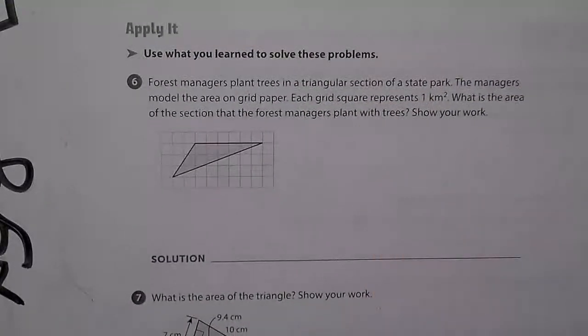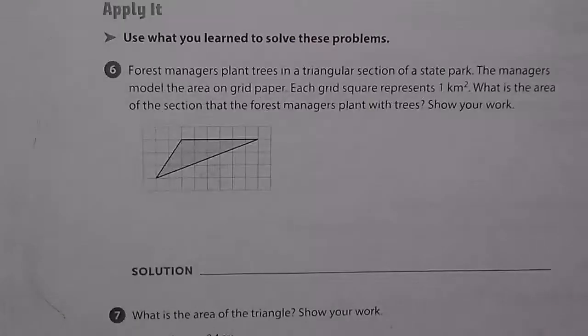Number 6 says, forest managers plant trees in a triangular section of the state park. The managers model the area on grid paper. Each grid square represents 1 kilometer squared. What is the area of the section that the forest managers plant with trees, and show your work?